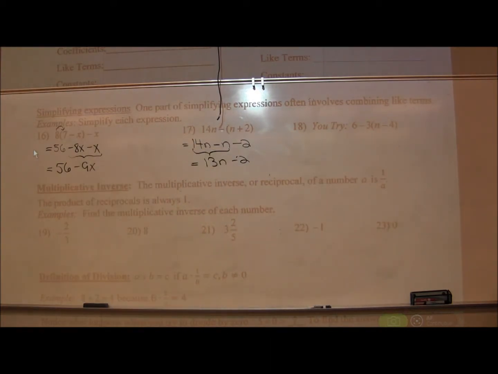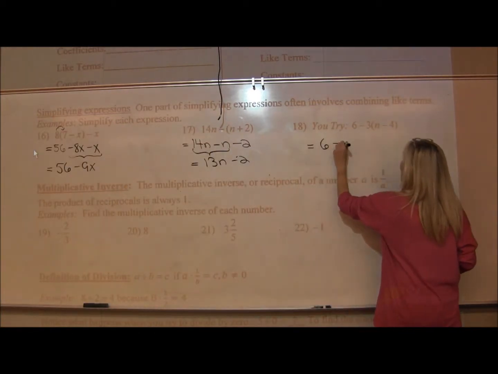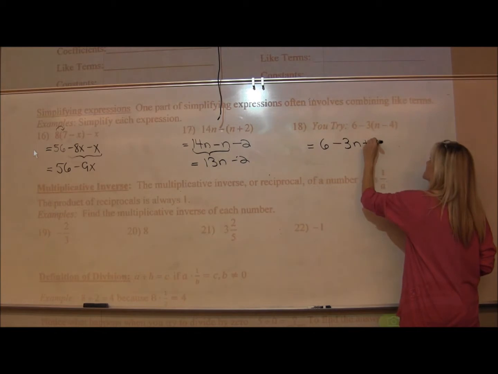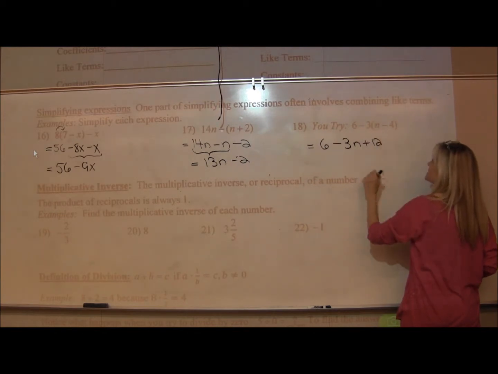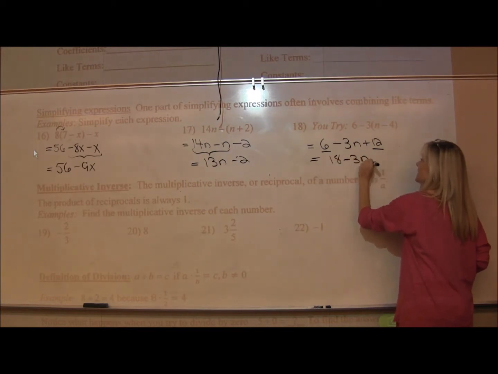18 minus 3n. That's right. So you get 6 minus 3n plus 12, because it's negative 3 times negative 4. Here are our like terms, so that's 18 minus 3n.